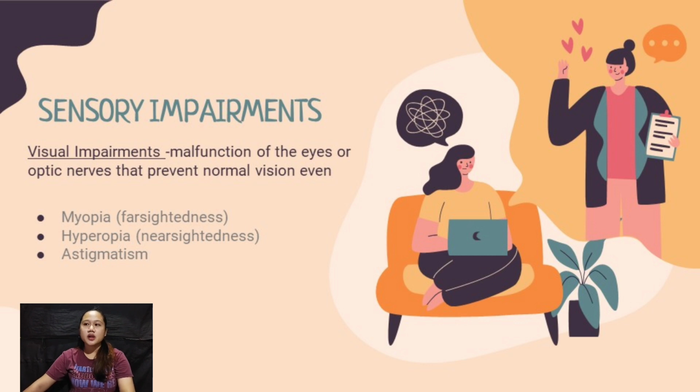So visual impairments. So when we say visual impairments, it means there is a malfunction sa ilahang mata. So visual impairments is a malfunction of the eye or optic nerves that prevent normal vision. So the visual impairments has three impairments. So first is myopia. When we say myopia, mao ni siya ang mga tao nga dili kakita og layo. So it makes it difficult to see things that are far away.